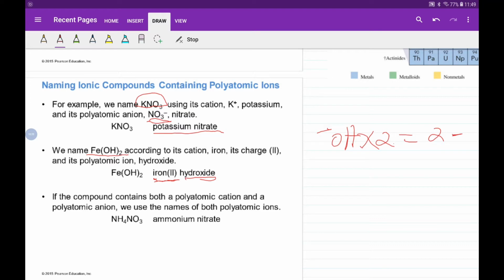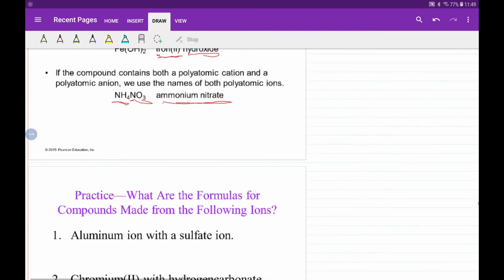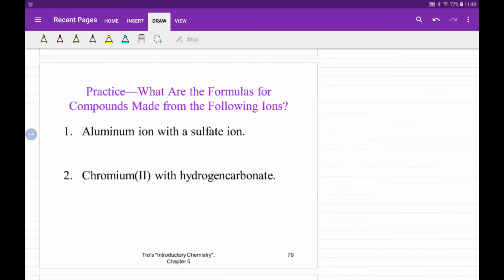We look at NH4NO3. We have two polyatomic ions. NH4 is an ammonium ion, and NO3 is a nitrate ion. Therefore, the name will be ammonium nitrate. Let's look at this example right here.